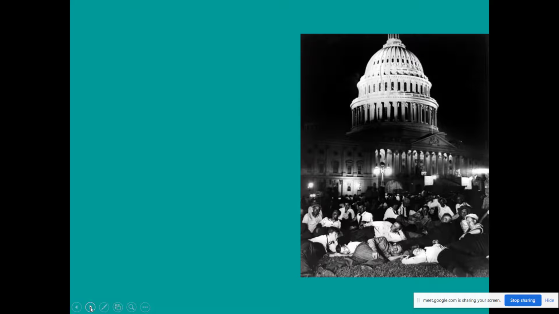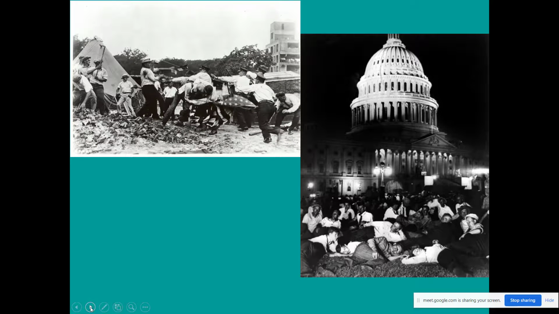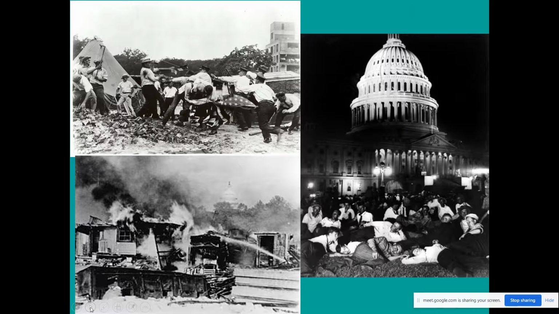And here's a picture of many of the individuals who were storming the Capitol, wanting to receive their money now. These are images of the police and the guard attacking these civil protesters. Buildings and shanty towns are being put on fire, being put out.